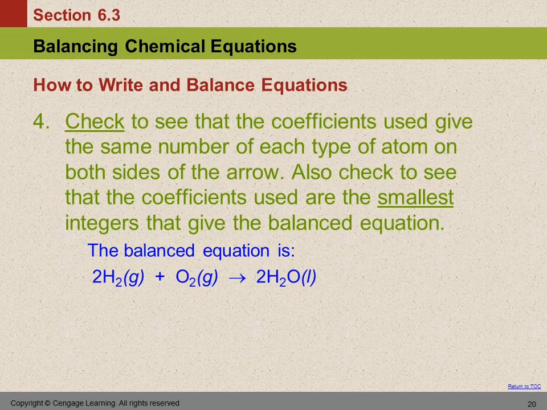And the last step is important. Always check and make sure that you've got it okay. Check to see that the coefficients used are the smallest integers. Occasionally, you go off on a strange path, and you could end up with 4 H2 plus 2 O2 gives 4 H2O. That is balanced, but it's not the lowest ratio. And so the best equation is with the lowest ratio.